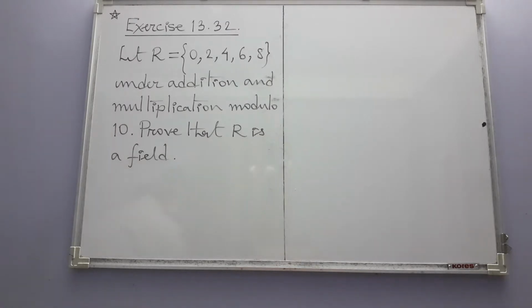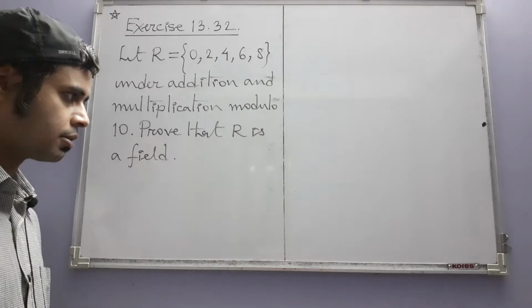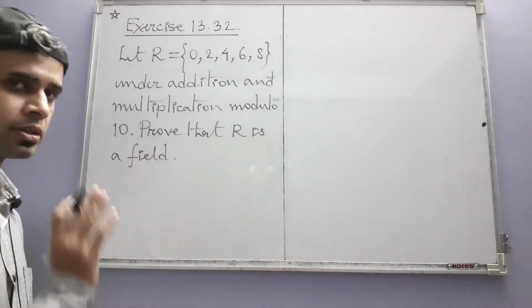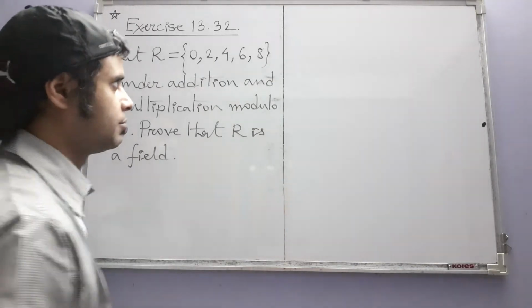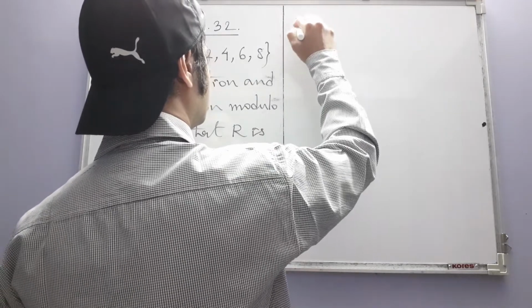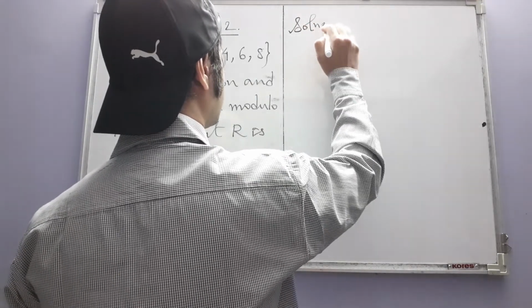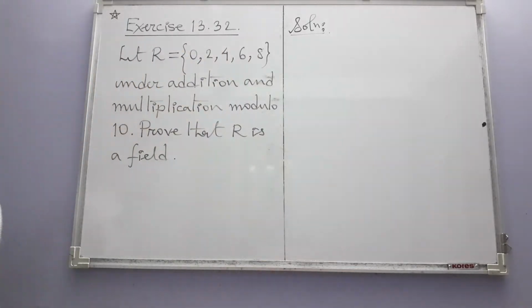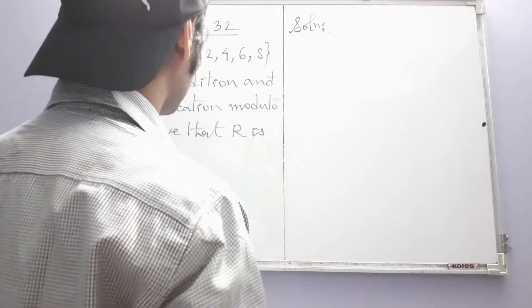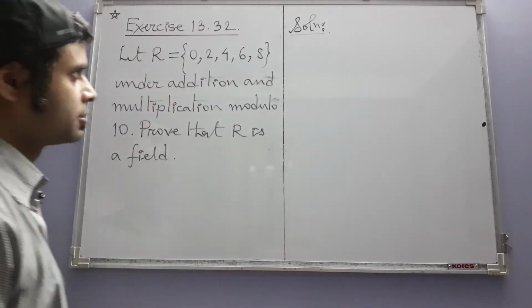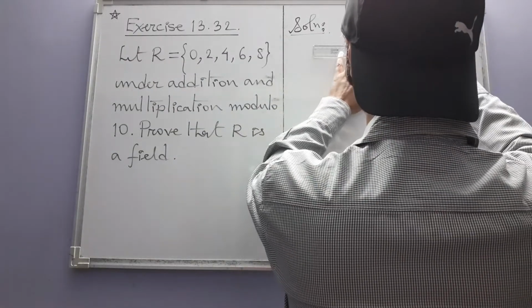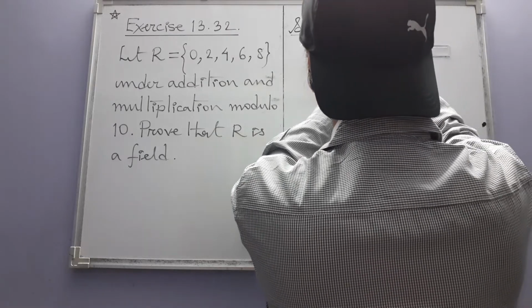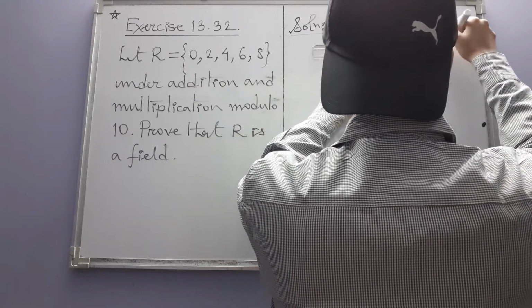So let us draw or construct the composition tables for these two operations on R. We do it first for the addition modulo 10 operation and then we will do the multiplication one. So how many elements are there? 5 elements. So we will need 6 rows and 6 columns.